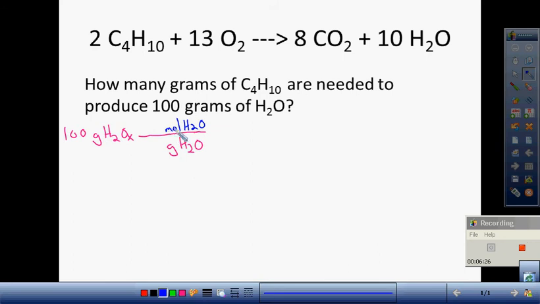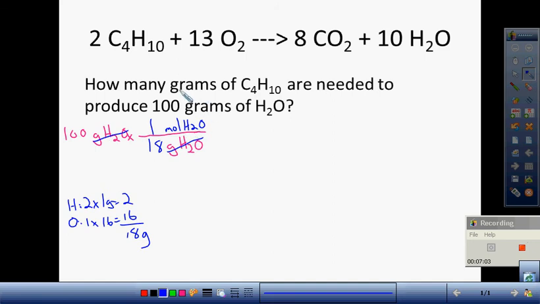My fraction only has 1 unit of moles, so I always use 1. My grams comes from the periodic table. I have 2 hydrogens and 1 oxygen. I go to my periodic table, I look up hydrogen, it's 1. I look up oxygen, it's 16. So I have 18 grams. So 1 mole of water has a mass of 18 grams. I'm going to cross off my given. Now I'm in moles of water.